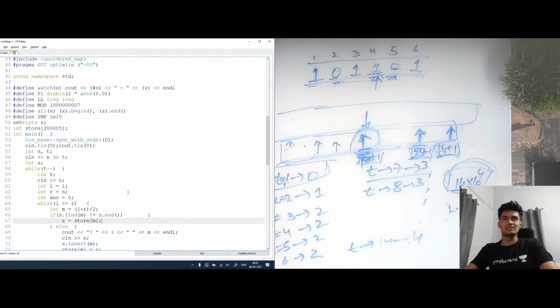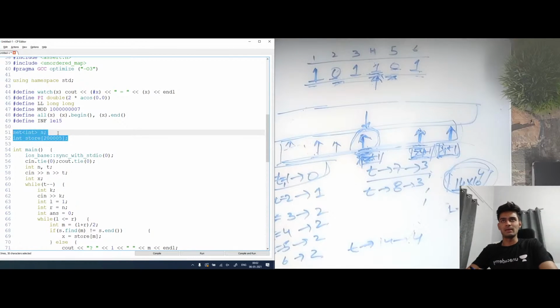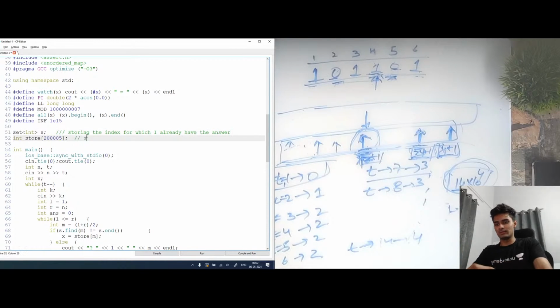So if you see, this is actually very similar to the previous answer. The things that changed are these two things. I have a set, and in this set I'm storing all the indexes for which I already have the answer. And in the store, I am storing the values for the indexes. So for every index that I have the answer for in this S, I'm storing the answer of that in this store.